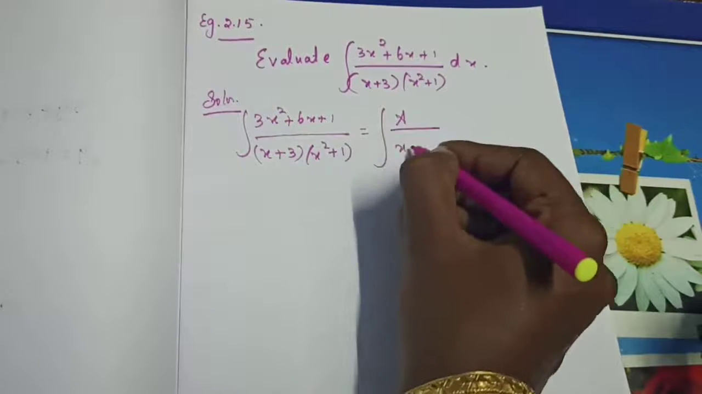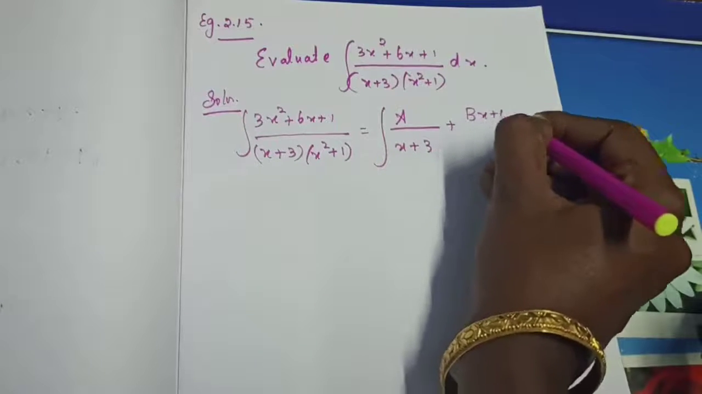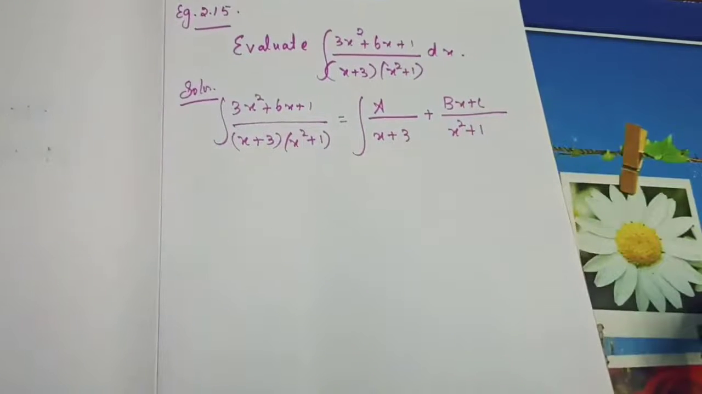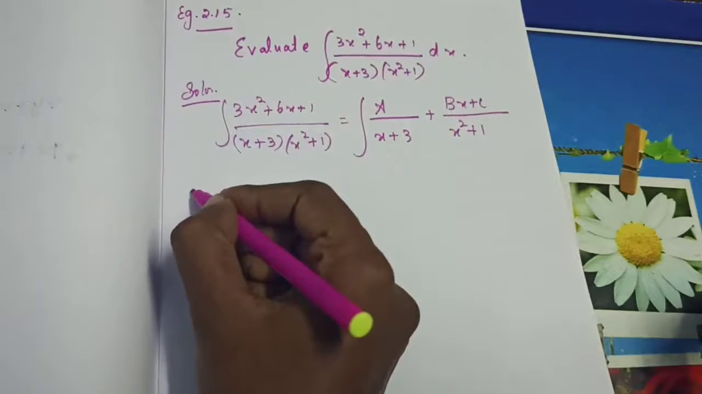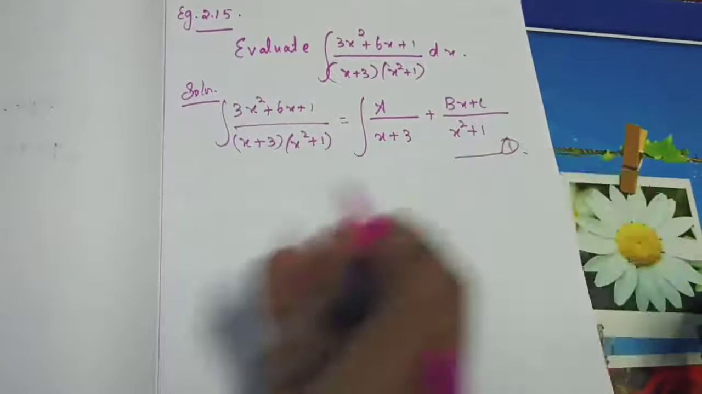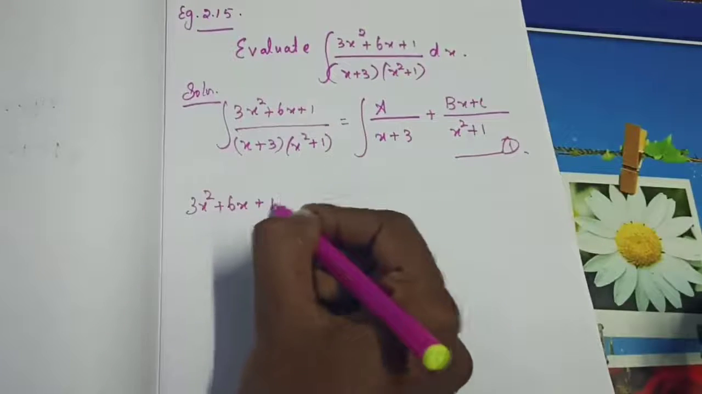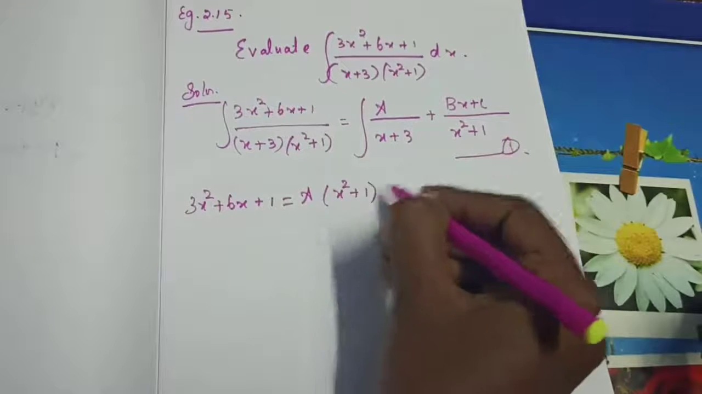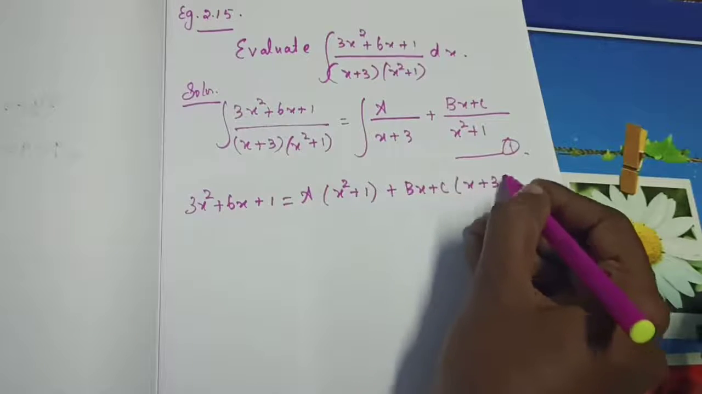A by x plus 3. Last year we have completed, is it right? So (Bx plus C) by (x square plus 1), do you remember? So this and all I am not going to explain now. Everything you have learned last year. So this one, how will you take then? Take this as equation number 1, okay? Then now take it, how will you take? 3x square plus 6x plus 1 is equal to A into this value, is it right? (x square plus 1) plus (Bx plus C) into (x plus 3), correct?